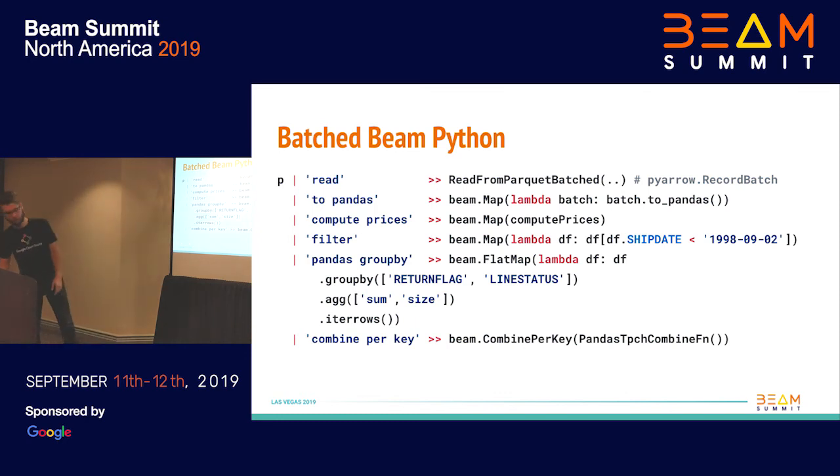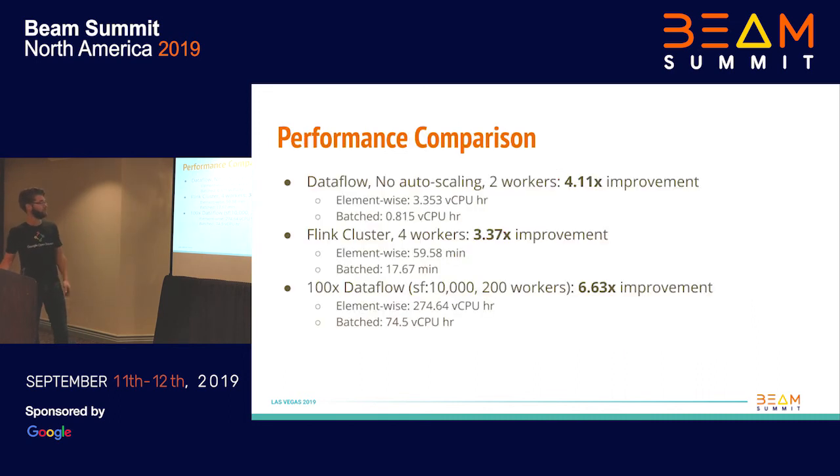So what kind of performance improvement do you get here? It depended a little bit on the runner. First, running on Dataflow, I fixed it at 2 workers so the autoscaling didn't cause any variations. In that case, you got a 4 times improvement from the batch pipeline over the element-wise pipeline. So a far cry from 240 times, but it's still pretty good. If you can make your pipeline 4 times cheaper, that's pretty great. Then I ran the same thing on the Flink cluster, and in that case it got a 3 times performance improvement, so same order of magnitude.